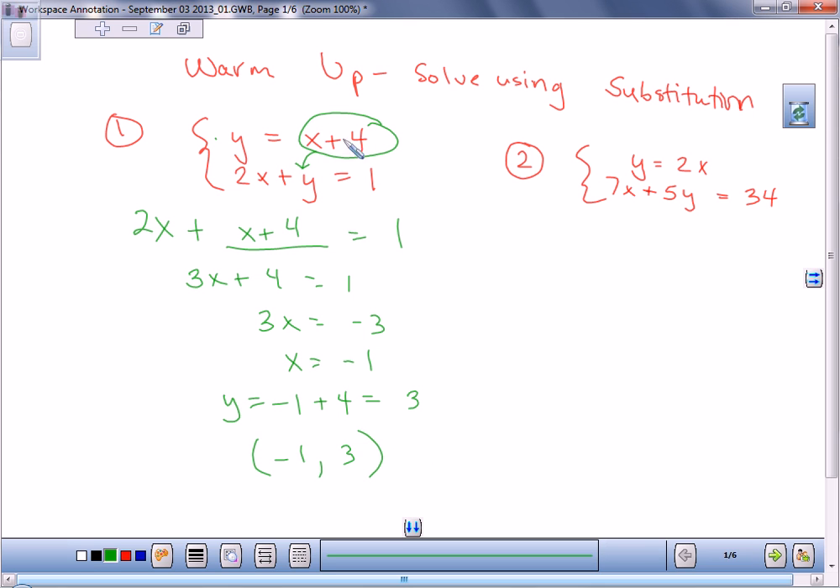And negative 1, 3 works for both equations. A solution to a system must work for both equations. So if we plug in negative 1, we get out 3. If we plug in negative 1 and 3 to the other equation, this is also a true statement. So the solution to a system is an ordered pair, and it works for both of these.